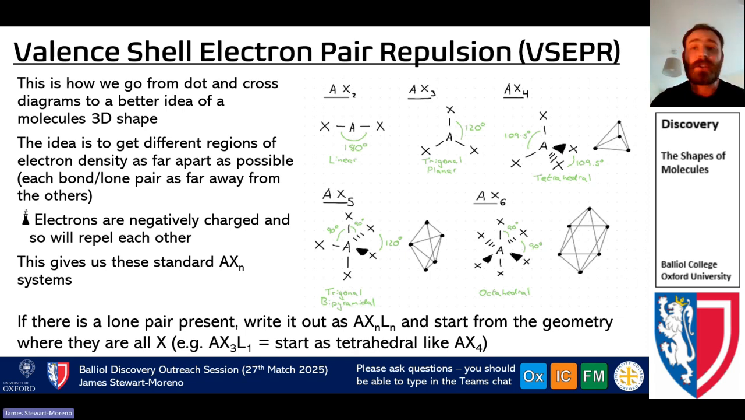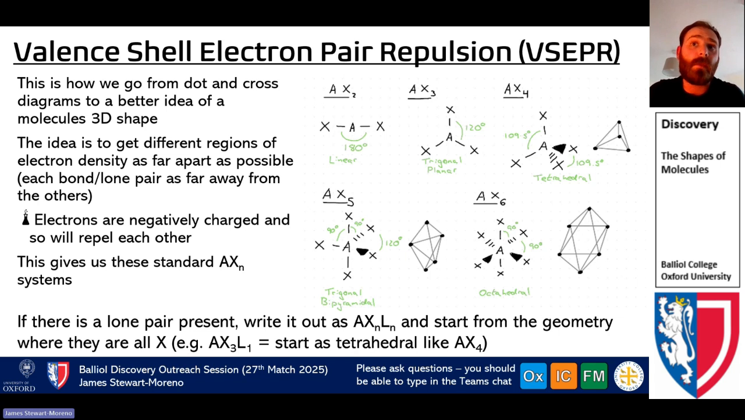You can then have an AX3 system whereby it's bonded to three different things. This is perhaps a little bit less familiar to you at GCSE level, but in particular, boron-containing compounds will tend to make three bonds. And so these will tend to become what we call trigonal planar. Again, everything's in the same plane, so they're all flat in one dimension. So they're all 2D structures, really. But in order to get the electrons as far apart as possible, they'll go to 120 degrees.